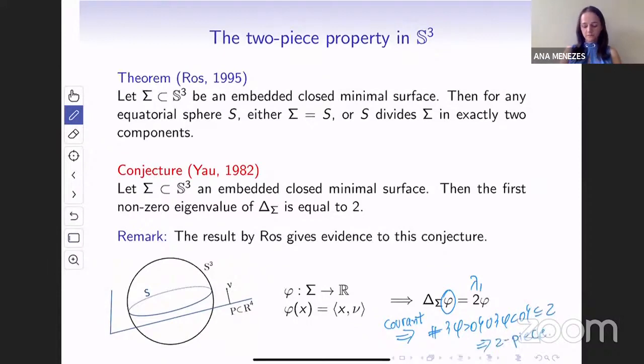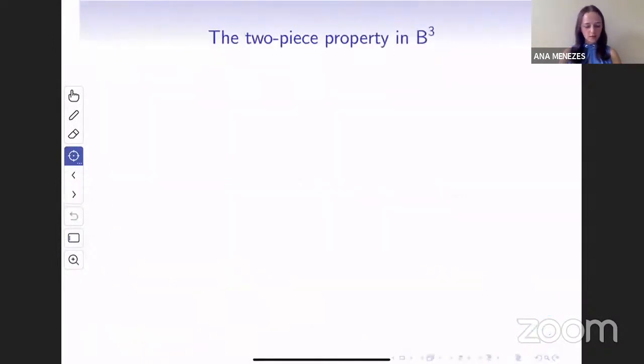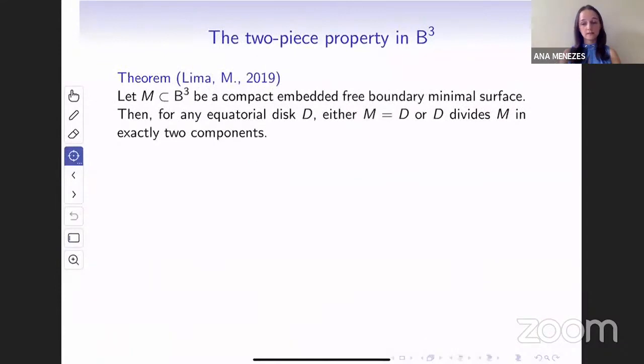Okay, so since the proof by Ros is independent of Yau's conjecture, we say that it gives evidence for it. Okay, so thinking about the analogy between free boundary minimal surfaces in the ball and closed minimal surfaces in the sphere, Vanderson and I started to think whether the two-piece property would hold in the free boundary context. And we showed that it does hold, and we proved the following.